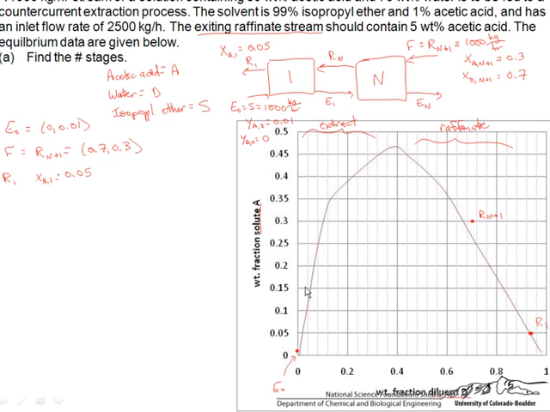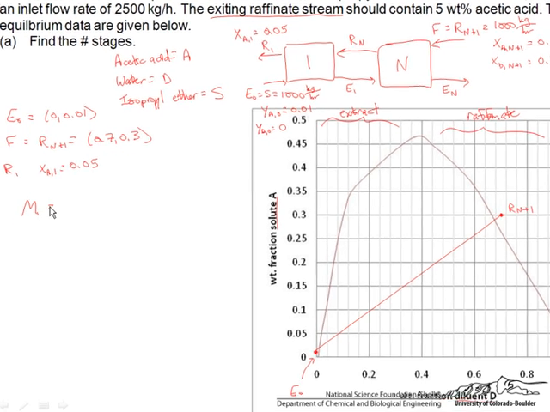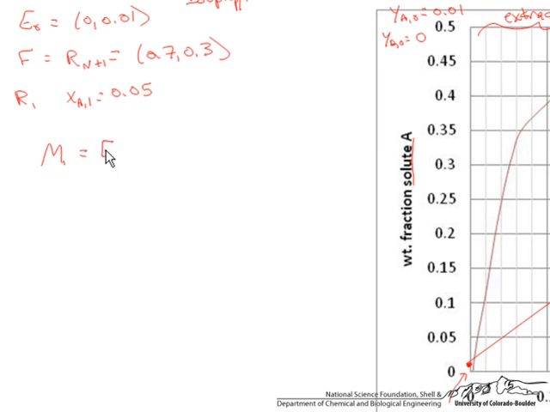So we can connect some of these. We can connect Rn plus 1 and E naught. Both of these streams are going into the process. So we can sort of think of this as two streams go in and are mixed. So we have a mixing point, and the mixture equals E naught plus Rn plus 1.